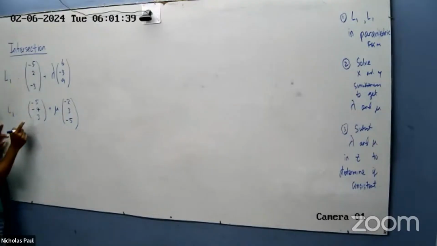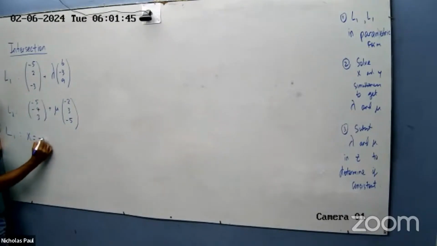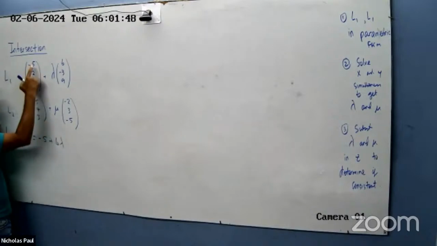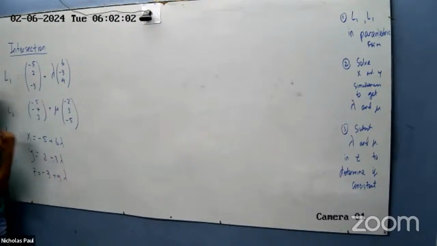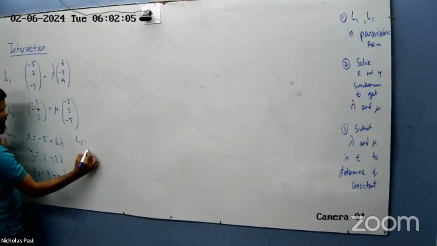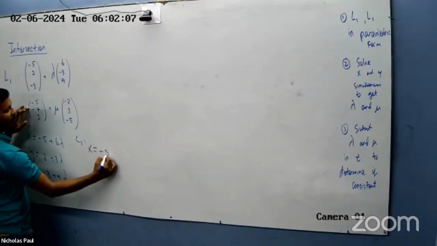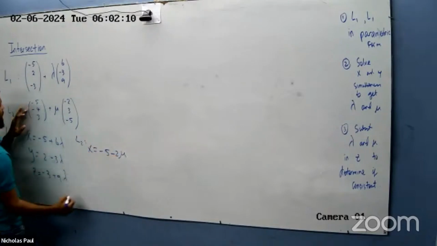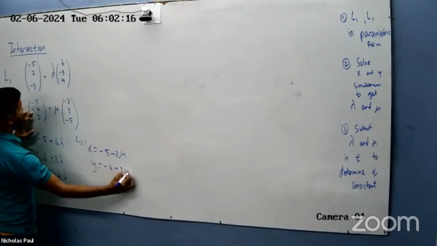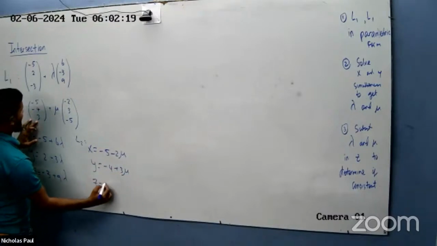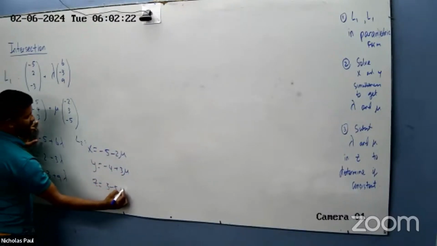So let's put it together. Let's start with L1. For L1, x is equal to minus 5 plus 6 lambda. Y is 2 minus 3 lambda. And z is minus 3 plus 9 lambda. Do the same thing for L2. X is equal to minus 5 minus 2 mu. Y is equal to minus 4 plus 3 mu. And z is equal to 3 minus 5 mu.